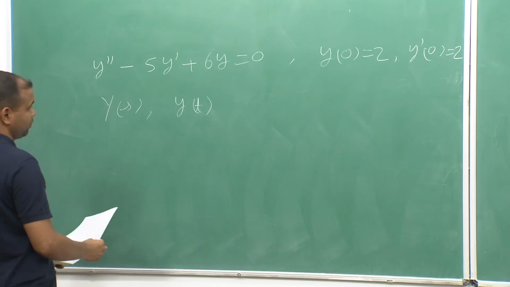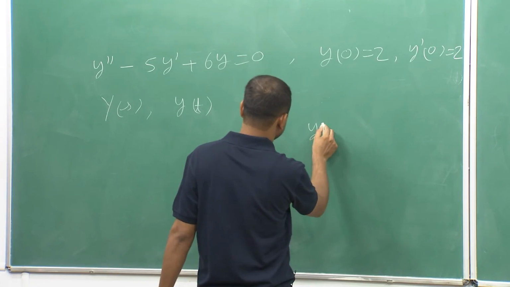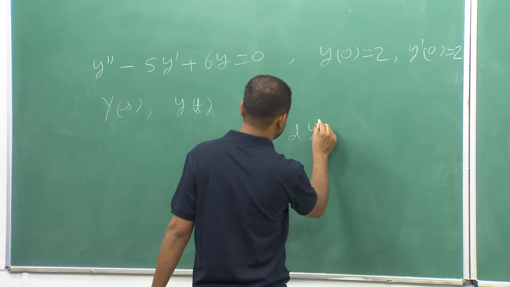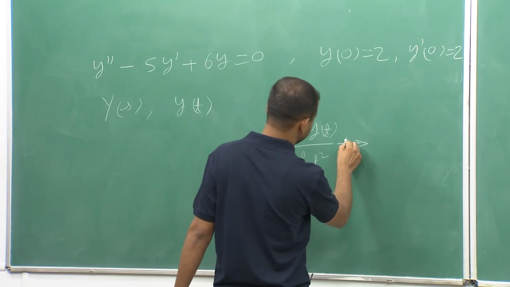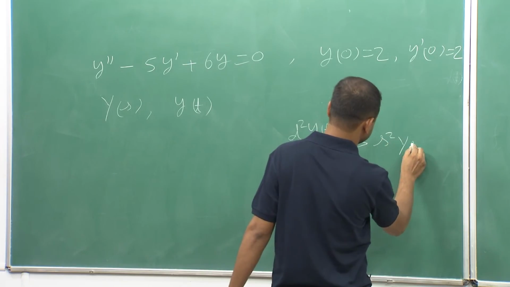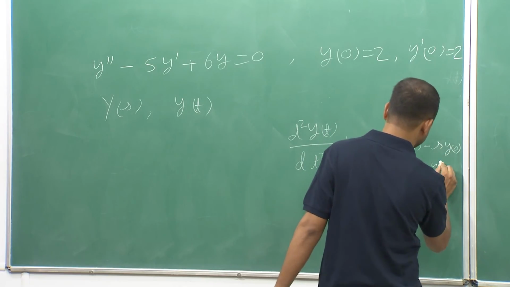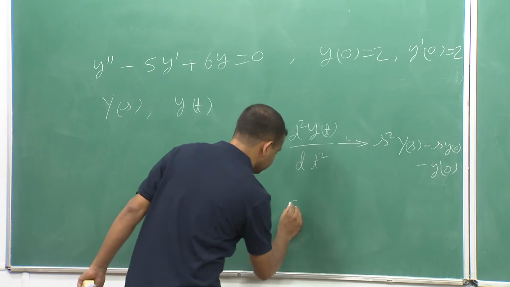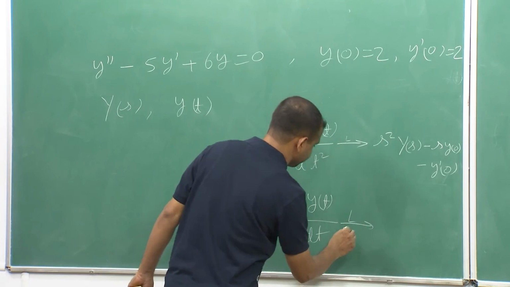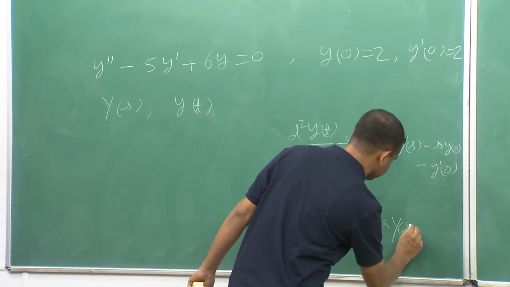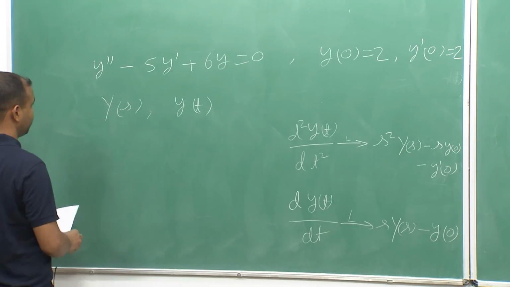So, by taking the Laplace transform, we can use the formula: the Laplace transform of d square y of t by dt square is given by s square y of s minus s y of 0 minus y dash of 0, and the Laplace transform of dy of t by dt is given by s y of s minus y of 0.